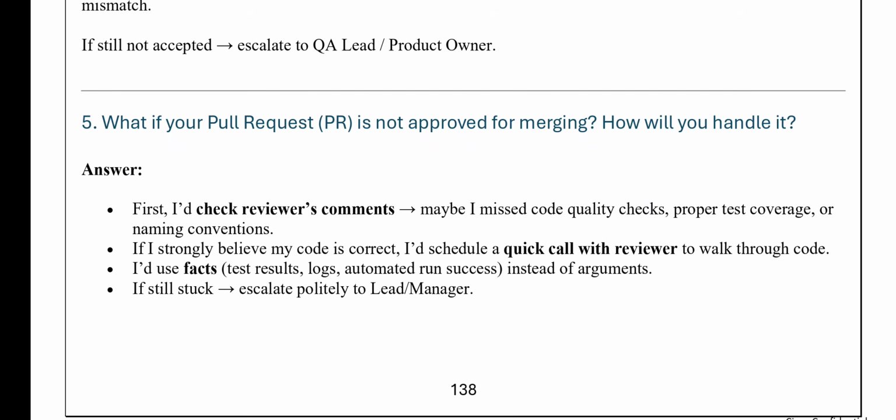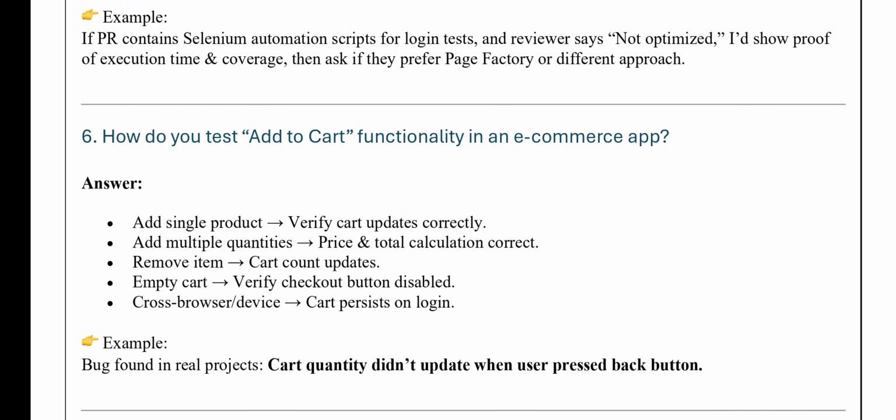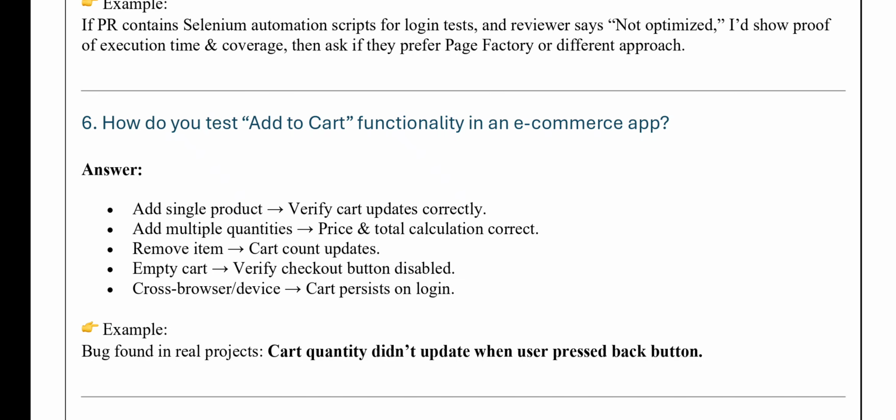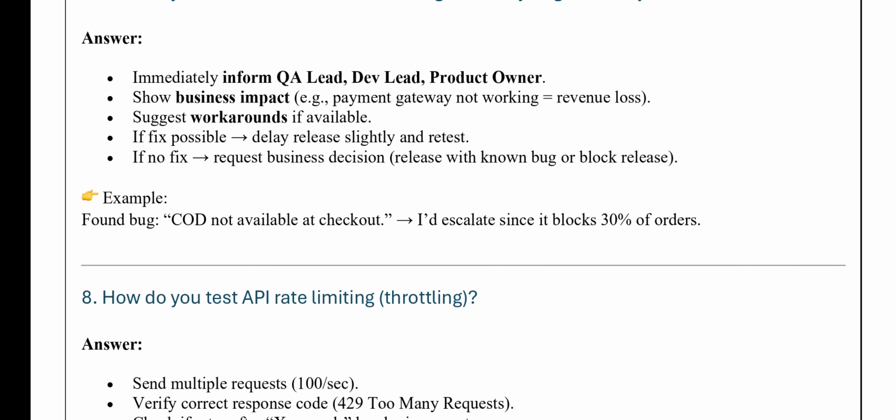What is a pull request? What if your pull request is not approved for merging and how will you handle it? How do you test add to cart functionality in an e-commerce app? How do you handle a situation where a high severity bug is found just before the release?